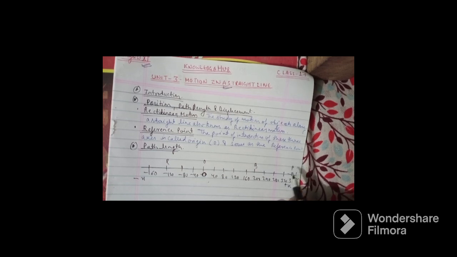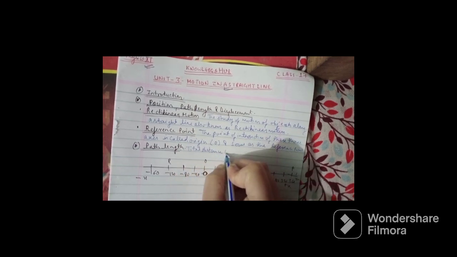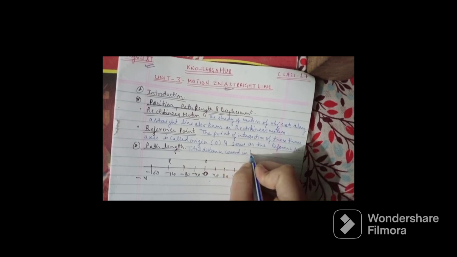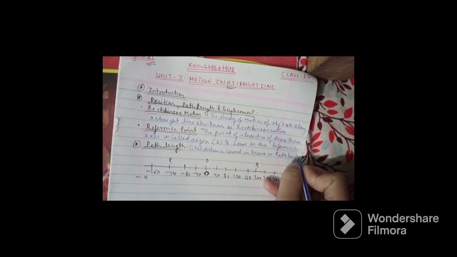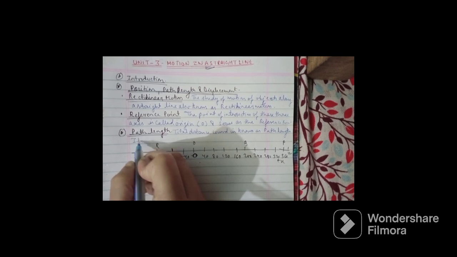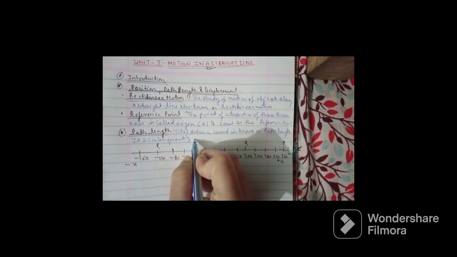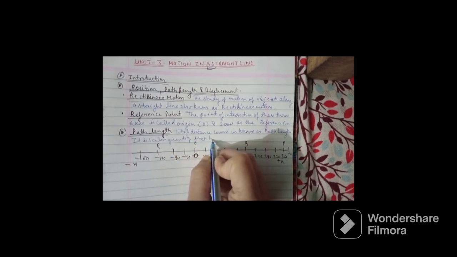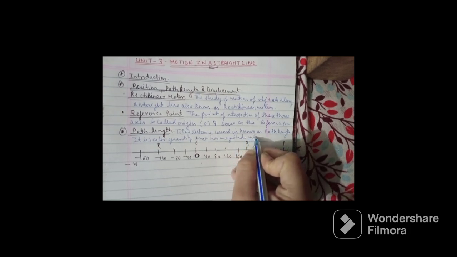Okay. So accordingly it will go. And for path length I will just describe the same. Total distance covered is known as path length. In the same way, it is a scalar quantity that has magnitude only, no direction.